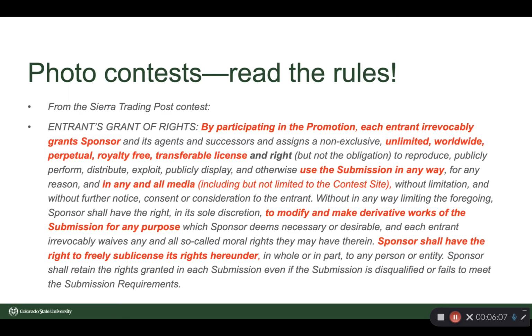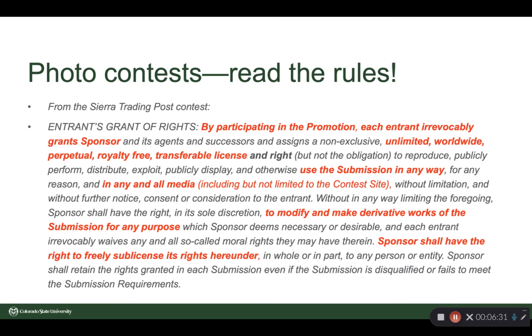Be careful with photo contests, lastly. This was a Sierra Trading Post contest entry. And if we read in the rules, the entrant's grant of rights: by participating in the promotion, each entrant irrevocably grants the sponsor. And by that, it means just by entering. You don't even have to win for this to happen.